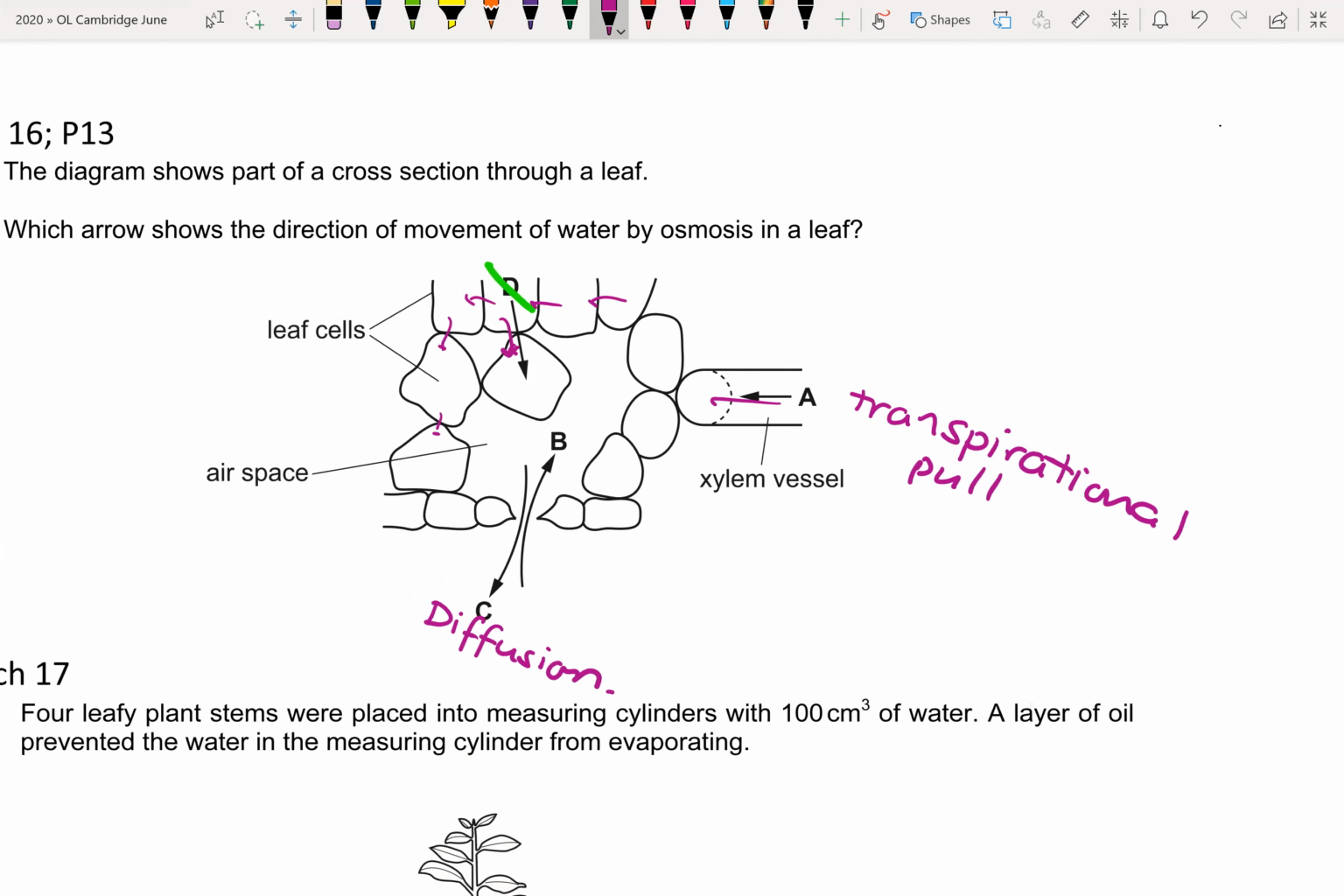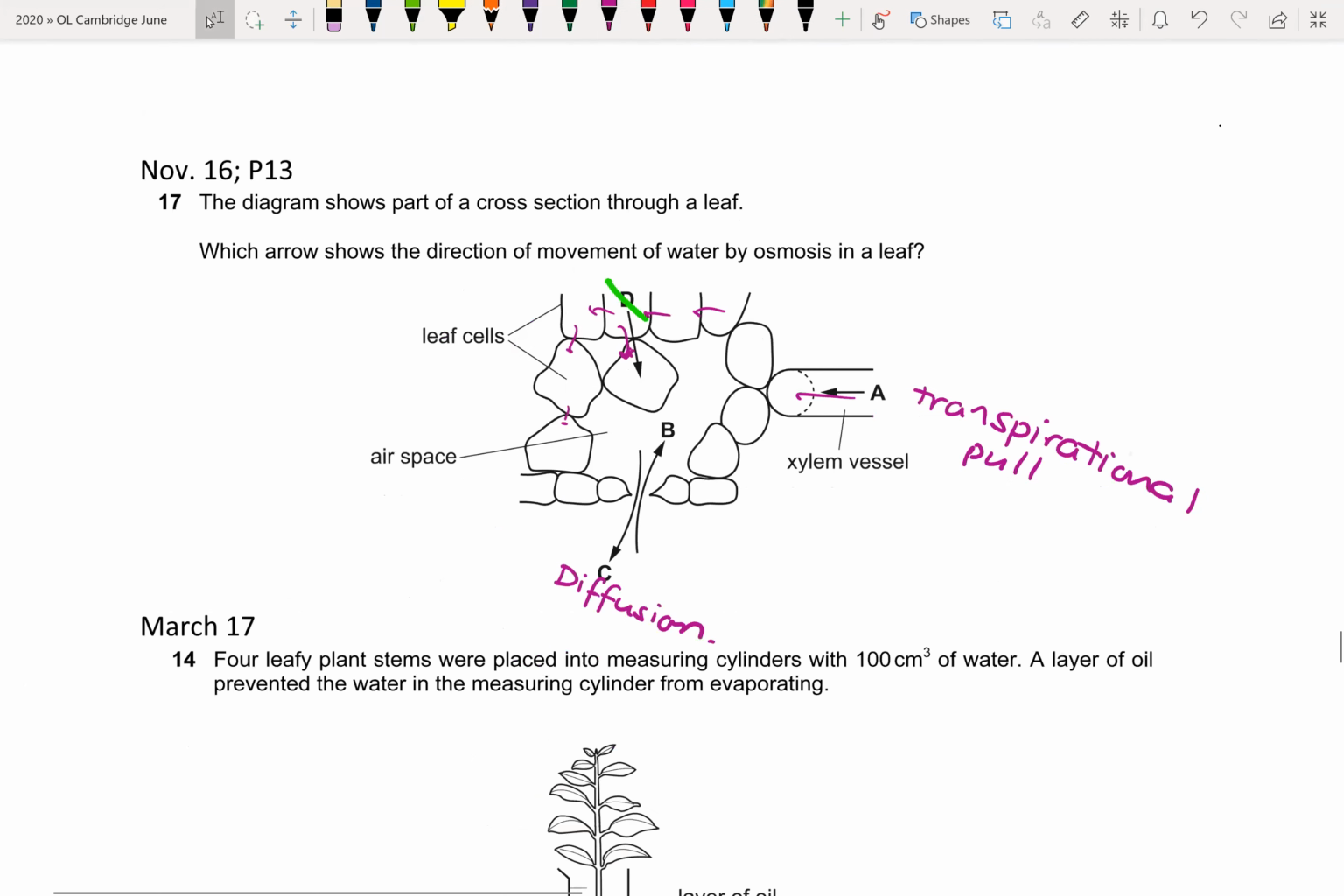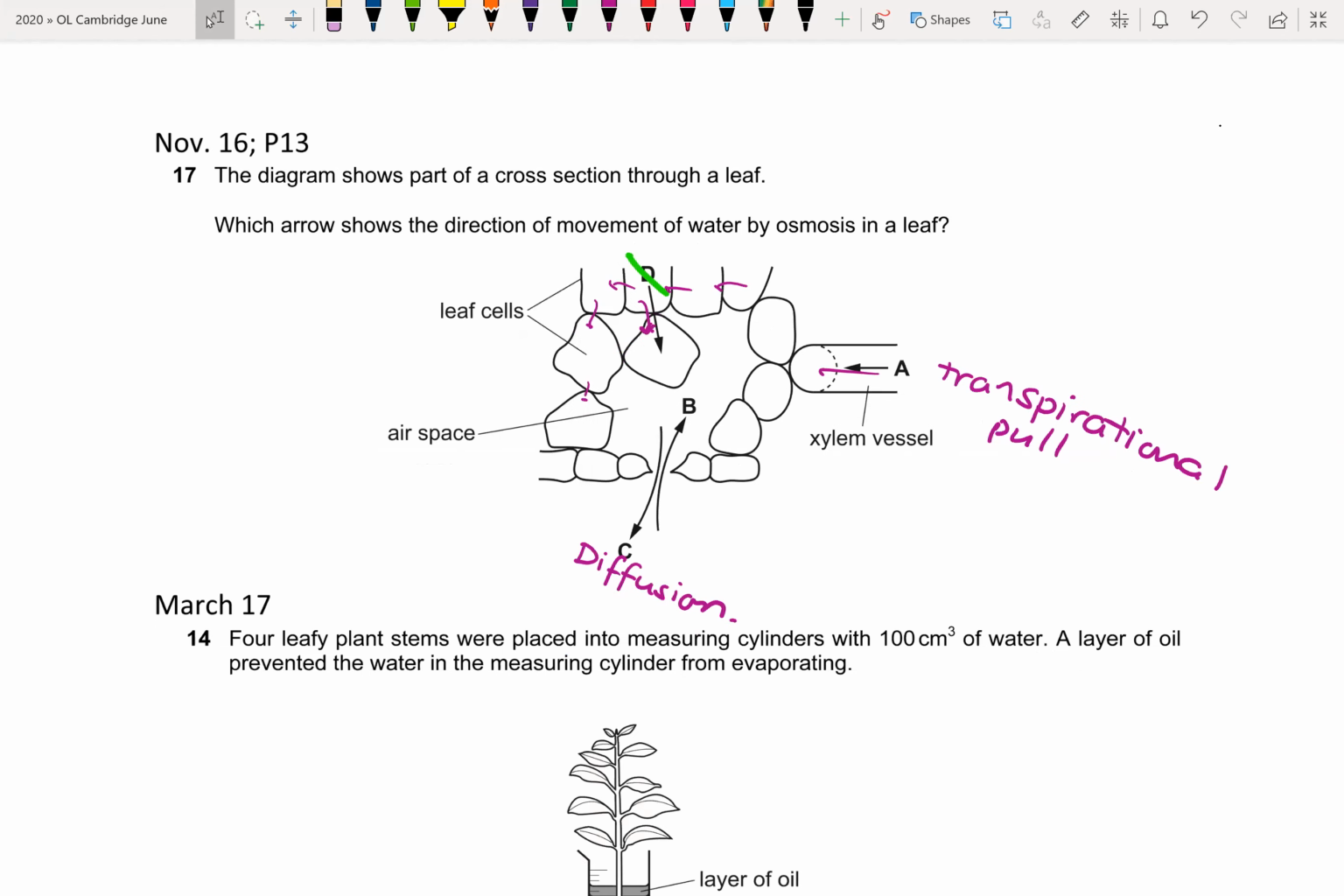So A is the transpirational pull. B and C are both diffusion. Any gases coming in and going out are moving. So what is the transpirational pull? Remember when we said it's like just bringing things up, like the juice being sucked up the straw? Oh, yes. Okay, great.